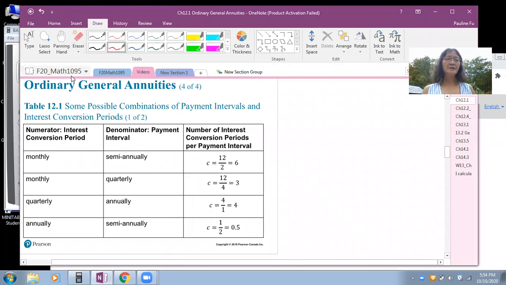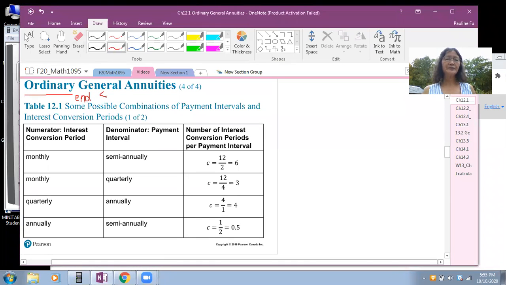So the keyword ordinary means the payment is made at the end of a payment period. For example, you make payment at the end of every month, or at the end of every quarter, or at the end of each year. Okay, that is the ordinary.